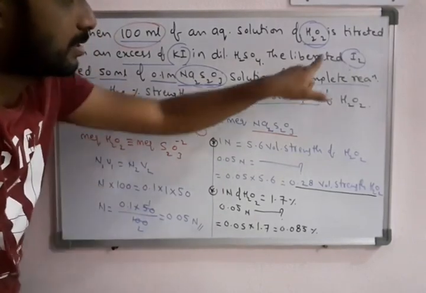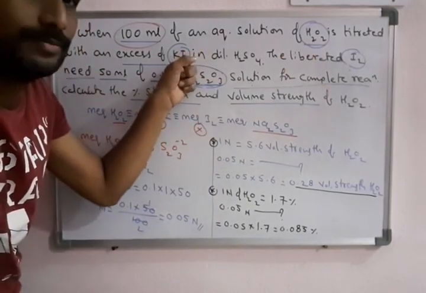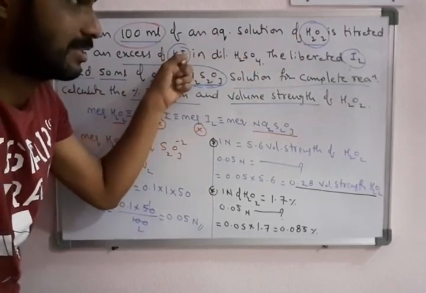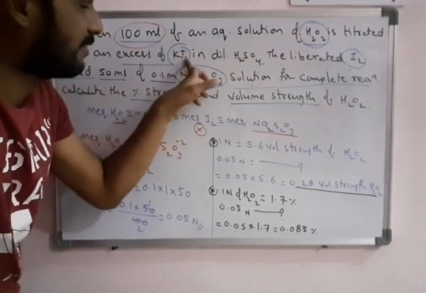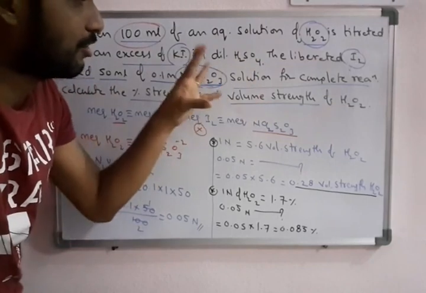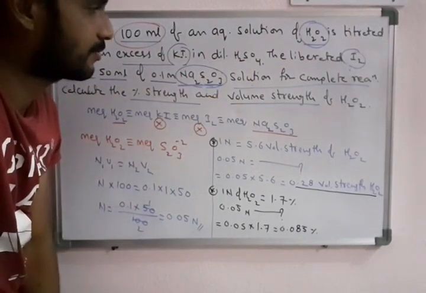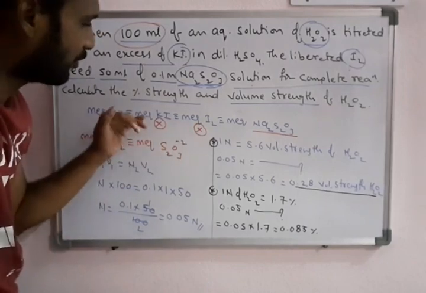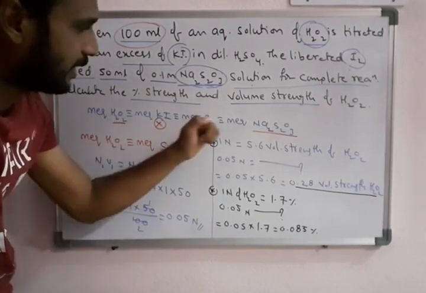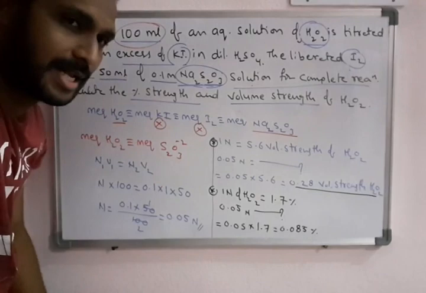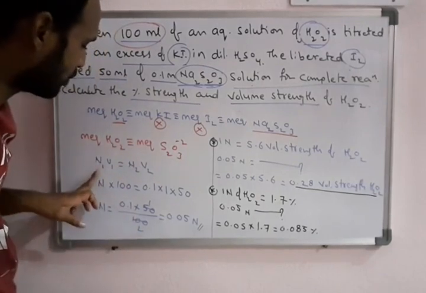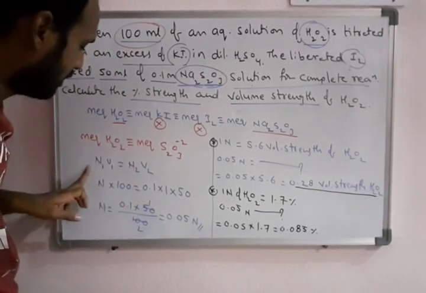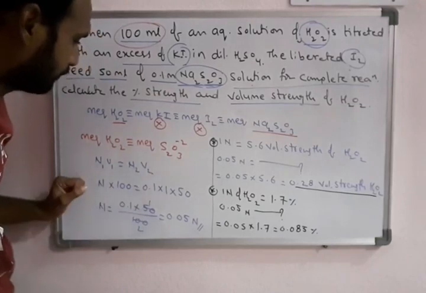In some problems, only these two are given, then we compare these milli equivalents. Sometimes 3 are given, we compare these 3. Here 4 substances are given, so we need to compare all of them. But we need to consider only those milli equivalents of the substances which have information about them, to calculate N1 V1 equal N2 V2.